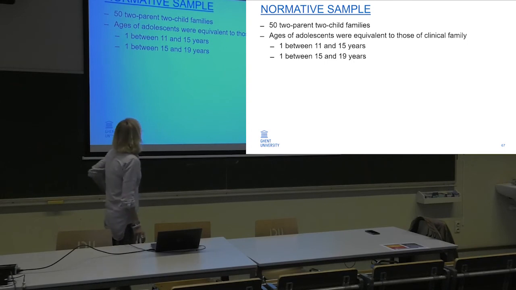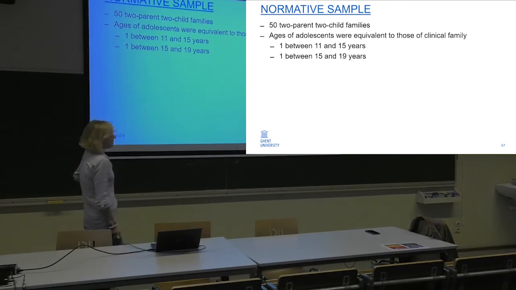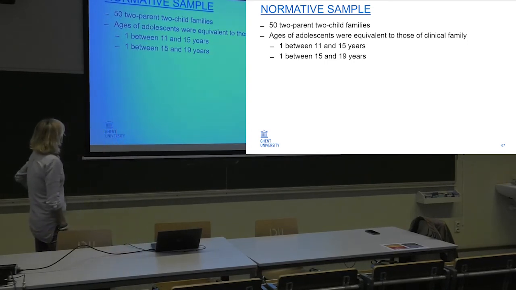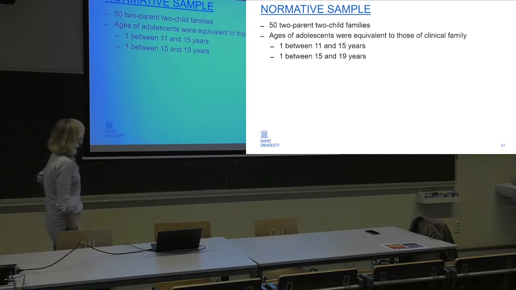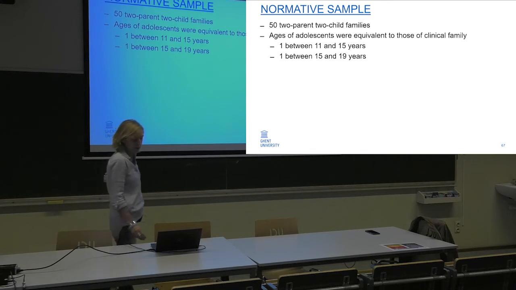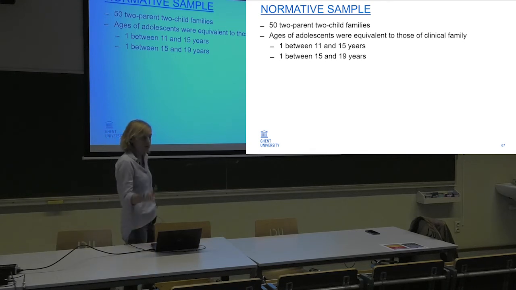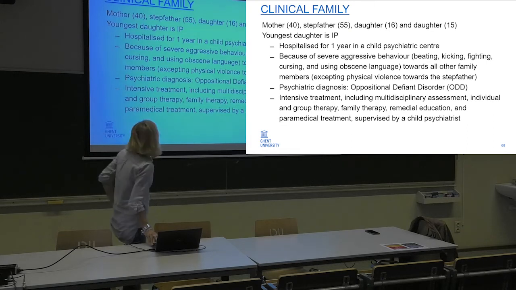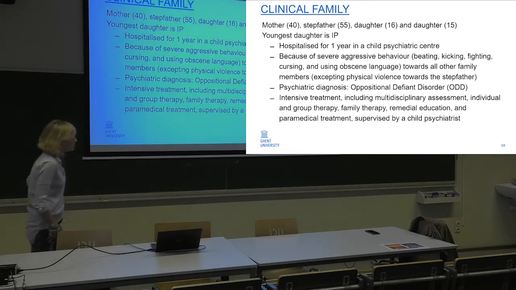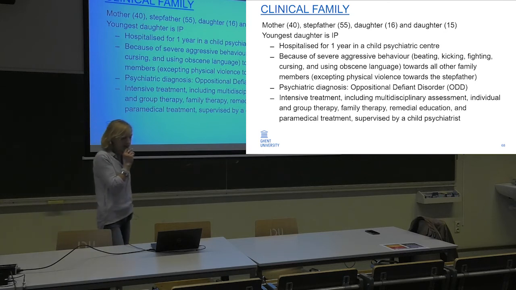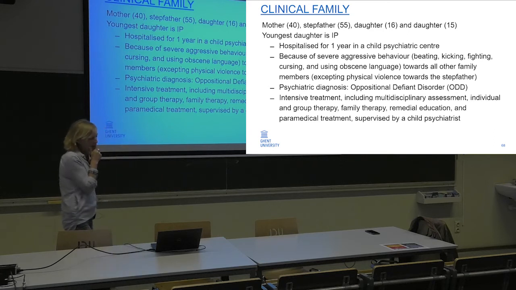The normative sample was 52 families with parents and 2 children. The ages were equivalent to those in the clinical family, one between 11 and 15 and one between 15 and 19. So we always work with the youngest and the oldest one, like I said. Yeah. This clinical family has a mother of 40, a stepfather of 55, a daughter of 16 and a daughter of 15, and the youngest one is the IP.